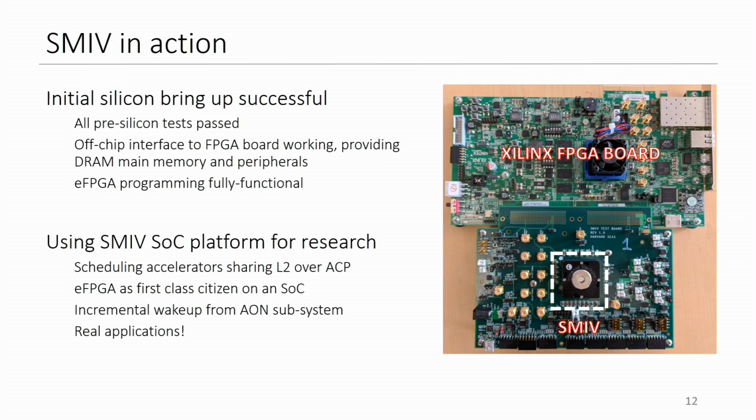And our initial bring-up was successful, with all our pre-silicon tests passing on the first silicon. We have the off-chip interface to the FPGA working when providing DRAM main memory. And we're able to program the FPGA, and it's fully functional. And so we're actively using SMIV now for our research program, and we're really trying to address a lot of the questions that I showed earlier in the motivation around what types of accelerators work well for neural network workloads.